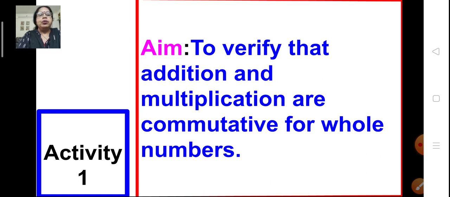Now, one more important thing that you have to know is that we write the theory or the procedure on the right side of the activity notebook, whereas the left hand side of the activity notebook is used to stick pictures or draw diagrams. Now let's see how we write the activity. First, we have to write the name or the topic, that is commutative property of addition and multiplication of whole numbers. Then you should write aim: to verify that addition and multiplication are commutative for whole numbers.